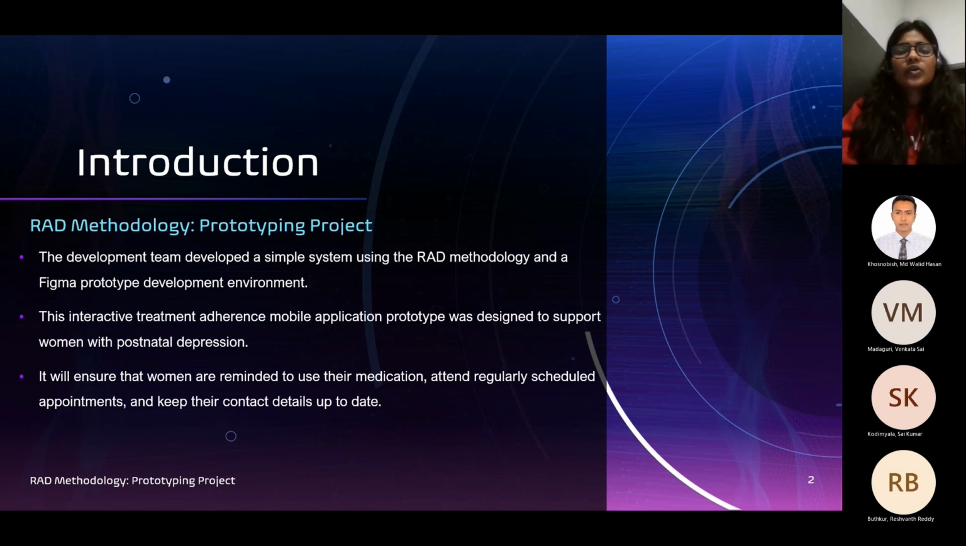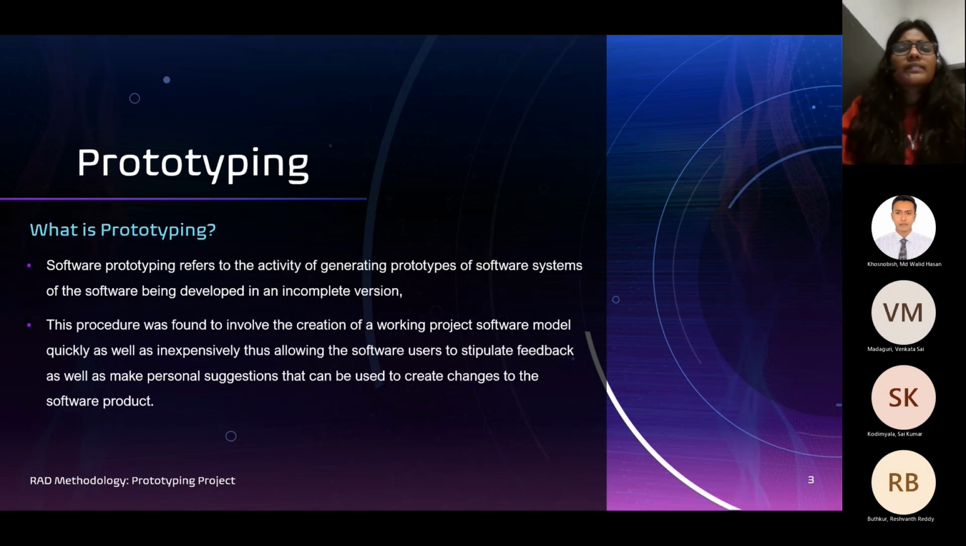The system is sufficiently innovative and intuitive. A wide range of users should be able to use it immediately without training. And the next one, software prototyping refers to the activity of generating prototypes of the software systems being developed in an incomplete version. This project involved the creation of a working software model, allowing the software users to give feedback as well as make personal suggestions that can be used to create changes to the software product.